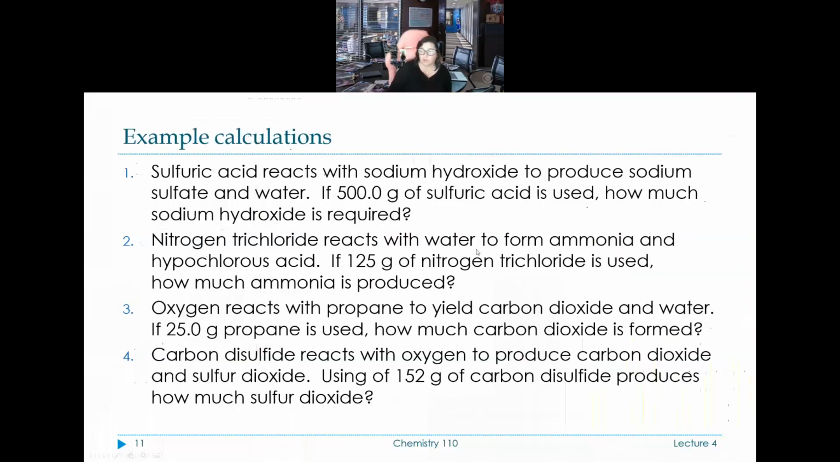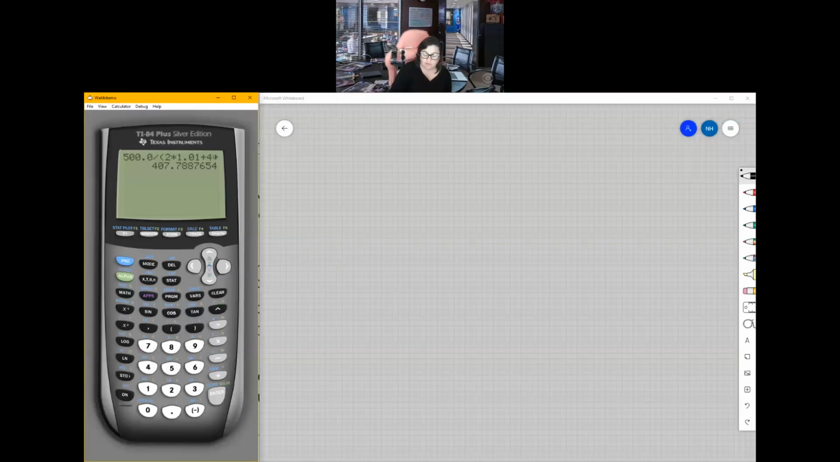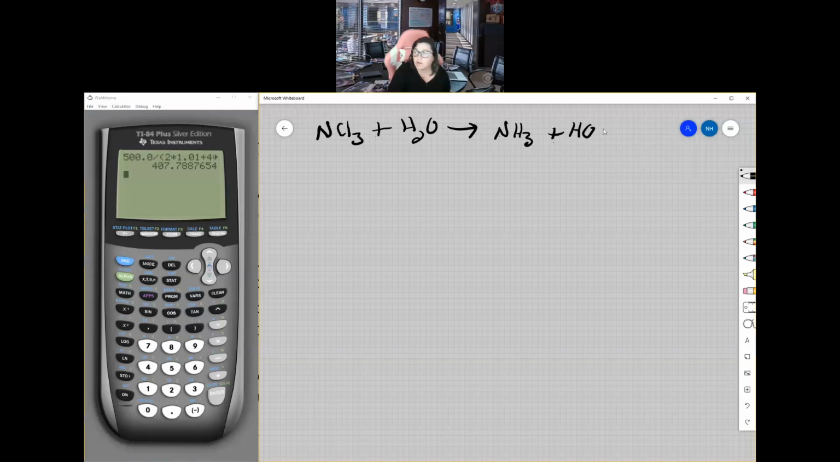Nitrogen trichloride reacts with water to form ammonia and hypochlorous acid. If 125 grams of nitrogen trichloride is used, how much ammonia is produced? Okay, awesome. Let's see what we got. So, nitrogen trichloride, NCl3, reacts with water to give me ammonia, NH3, and hypochlorous acid, which is HOCl.